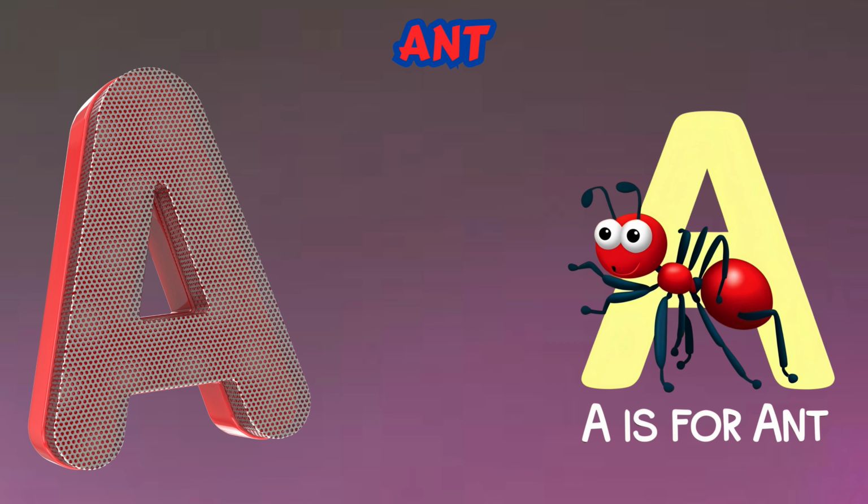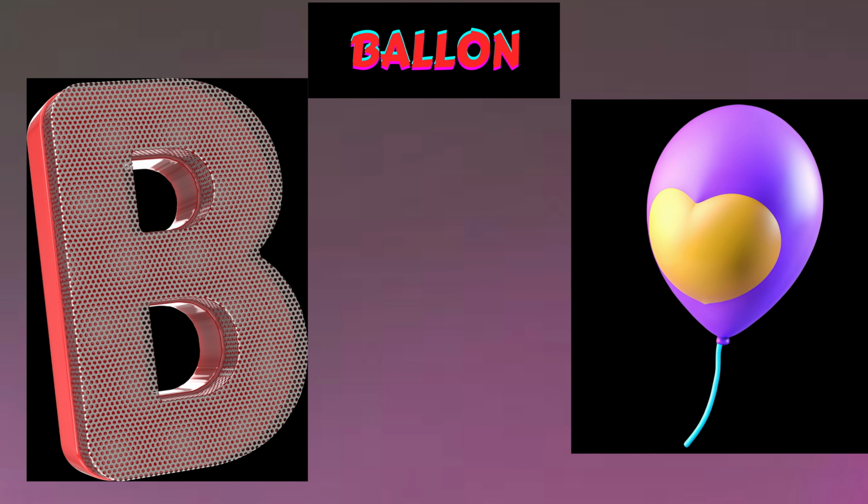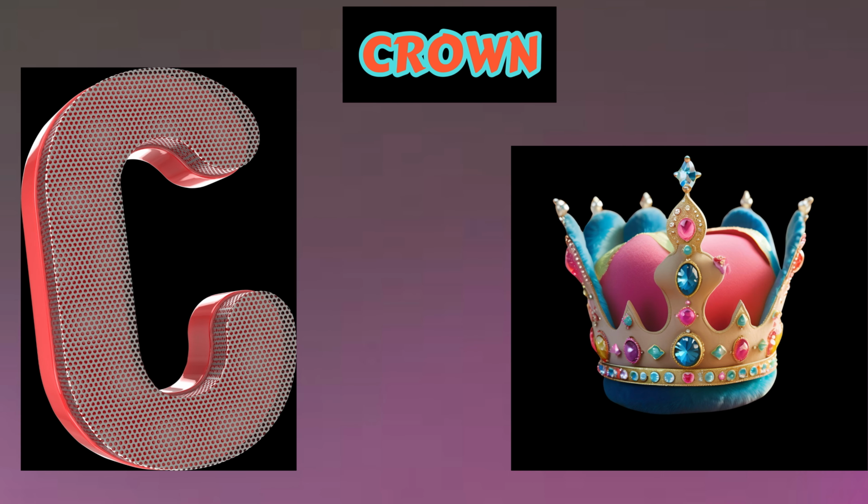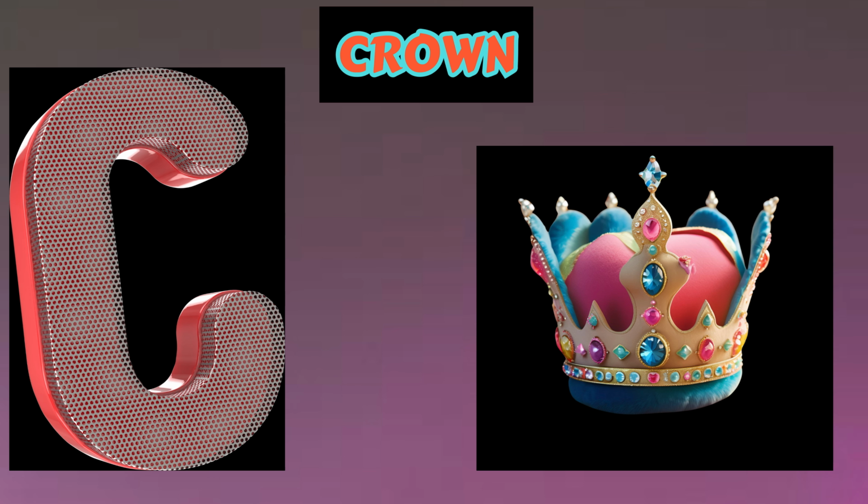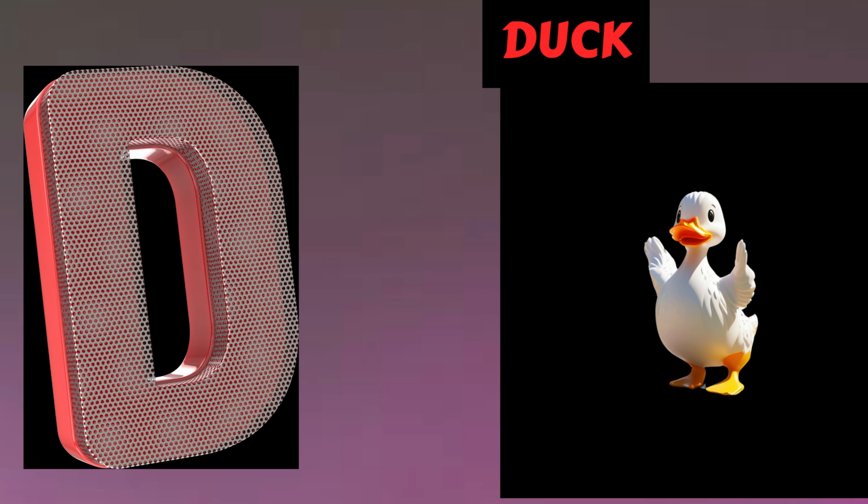A. A is for aunt. B. B is for balloon. C. C is for crown. D. D is for duck.